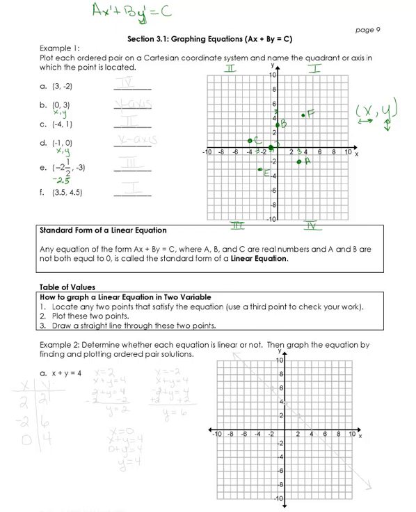So I didn't put the answers to this. Letter A was quadrant 4. B, you said, was the y-axis. C, quadrant 2. D, x-axis. E, quadrant 3. And then F was quadrant 1. Okay?